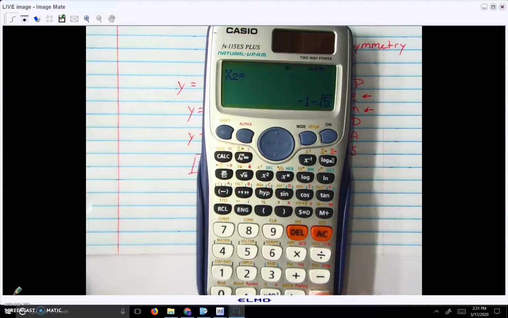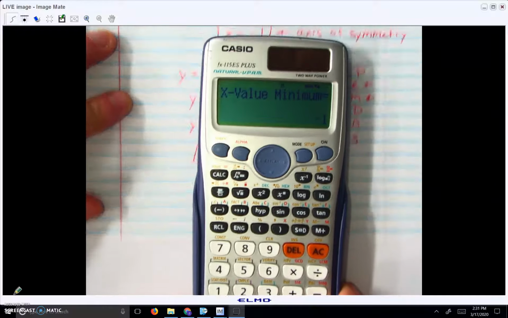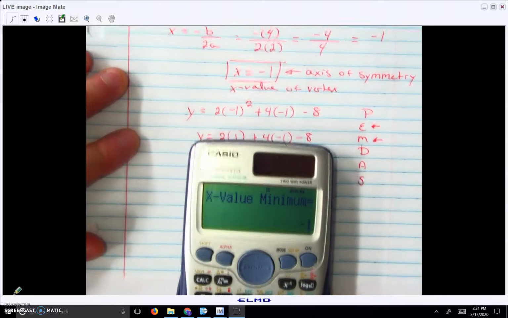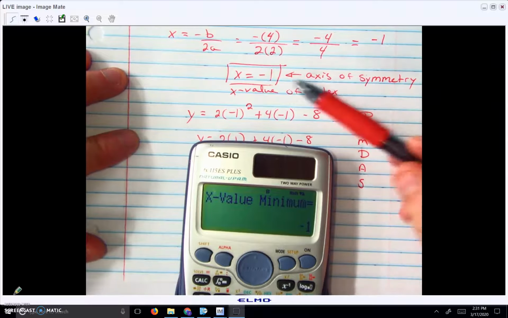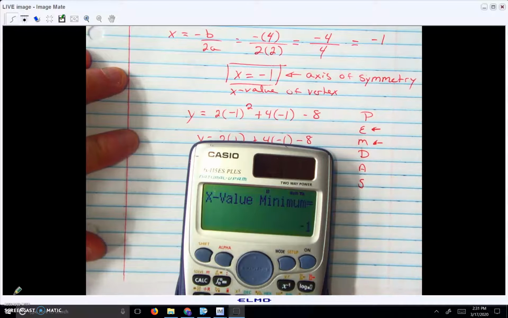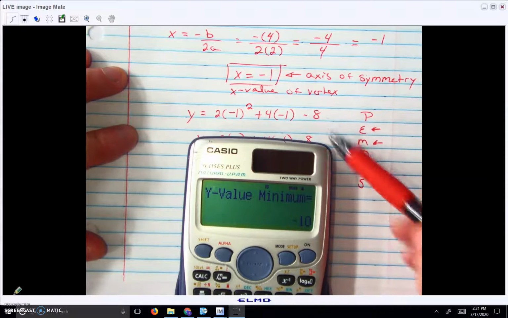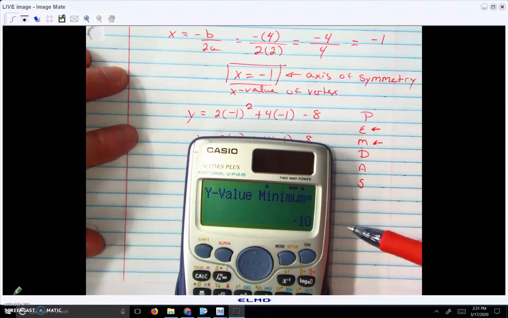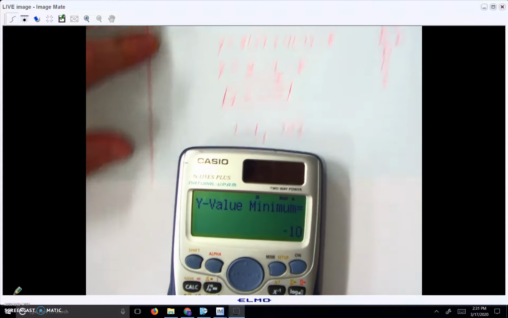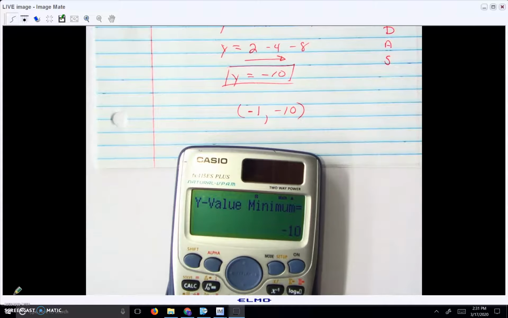If I hit it a third time, it then says the x value of the minimum. Remember, minimum and maximum are my vertex, so the x value of my minimum or my vertex is x equals -1. When I solved my equation, I got x equals -1 as my axis of symmetry or the x value of my vertex. If I hit the equal sign another time, it will say the y value of the minimum is -10. When I plug back in, I got a y value of -10.